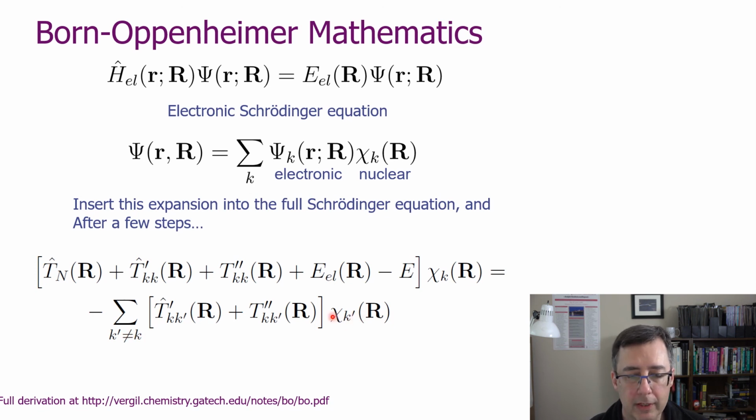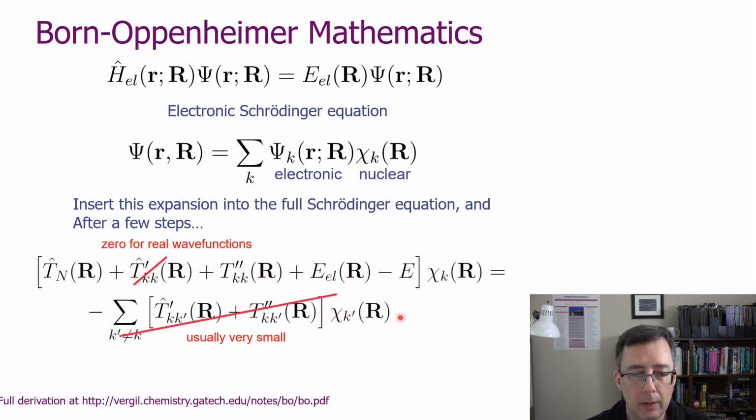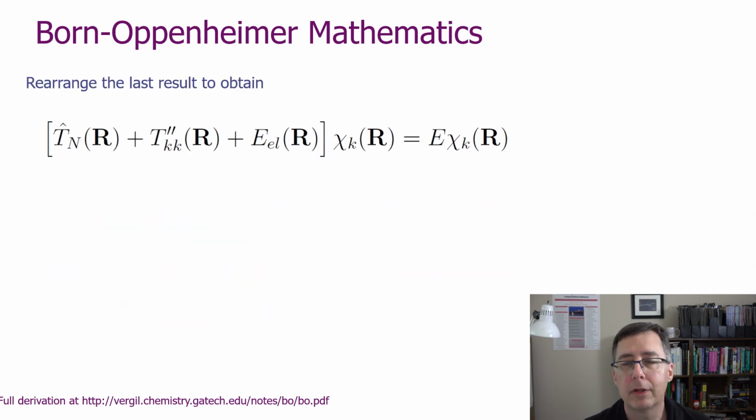All right, so this looks like a bit of a mess. However, it turns out this term, for real wave functions, and often we deal with real wave functions in computational chemistry, is exactly zero. And these other terms are not exactly zero, but they're usually very small. So let's go ahead and cross all those out. And then that will give me this expression, which doesn't look too infinitely complicated.